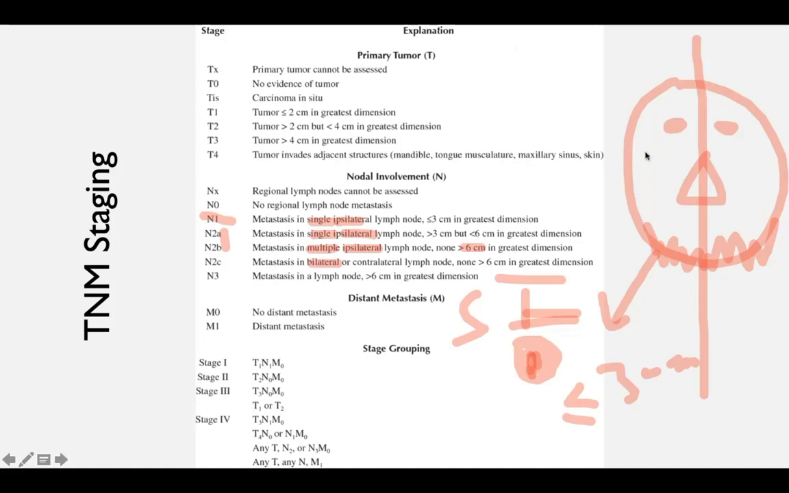Ipsilateral means towards the one side. If the lesion is in the eye and on the right side of the lymph nodes, we say these two lesions are ipsilateral. But if we say one is here and one is here, it is contralateral or bilateral.